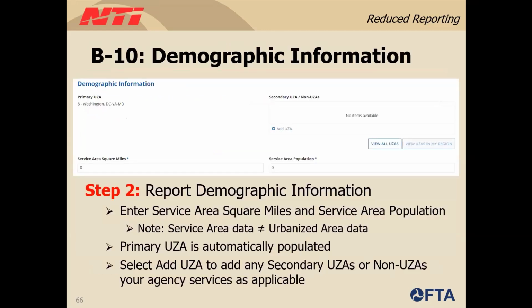After you've selected your agency's organization type, you will report your demographic information. This includes service area square miles and service area population. The data points for the service area should represent your agency's true service area for transit service and not the data for your particular urbanized area. To complete your demographic information, you will report data related to your urbanized areas or UZAs. Your primary UZA will be pre-populated in the form. You can add secondary urbanized areas as applicable by clicking the Add UZA button.